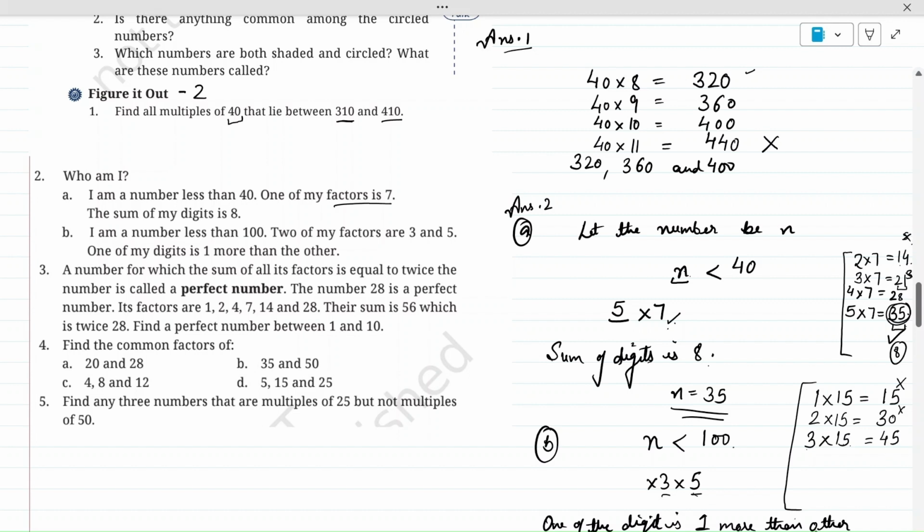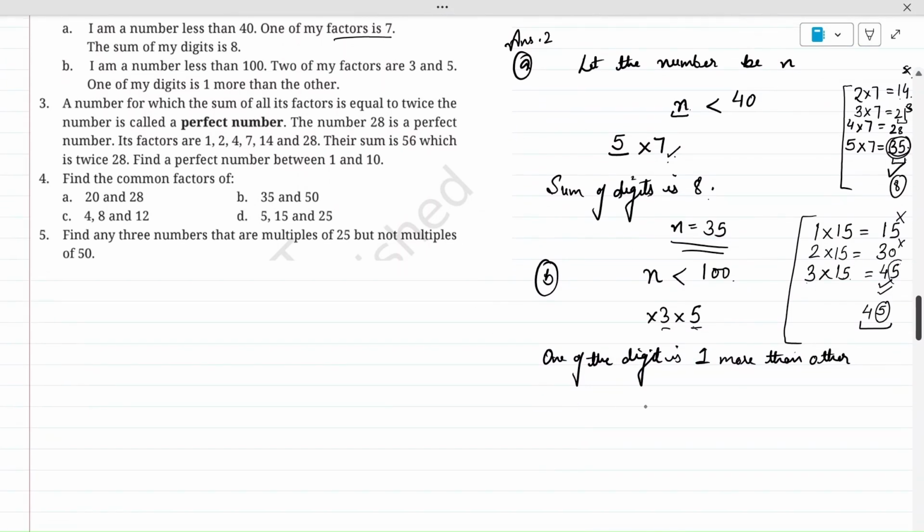One of the digits is one more than the other. So see kids, this condition is true here because one of the digits is one greater than the other. In the number 45, where one digit is one more than the other, 5 is one more than 4, correct? So this is the number we were looking for. Let me write here: the number we were looking for is 45. This number is less than 100 and the other factor was 3. Okay, so in the same way we can do any question here.